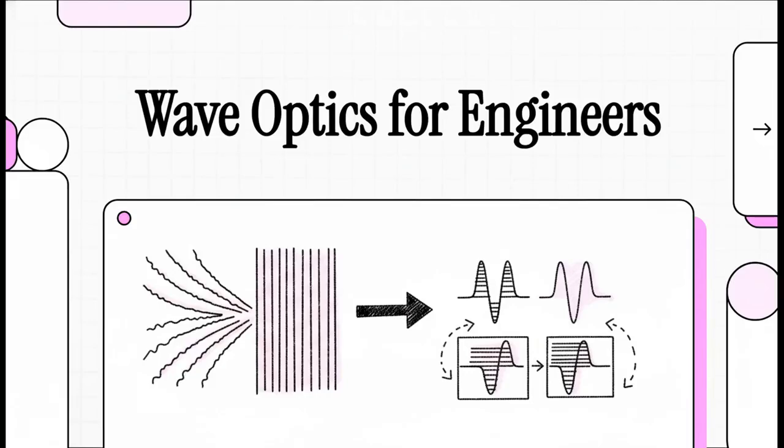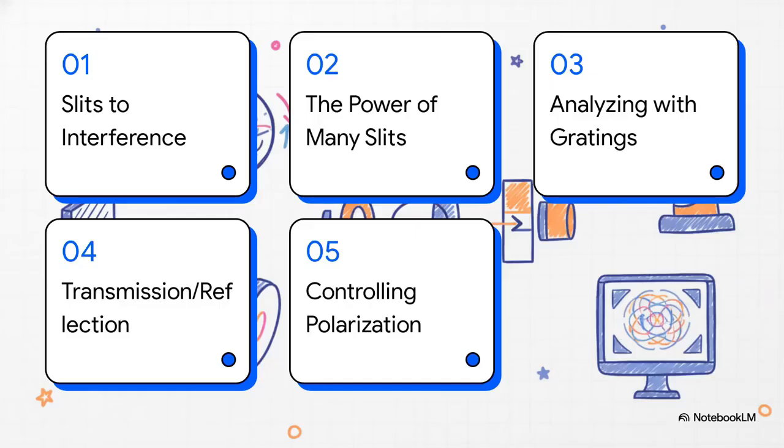All right, if you're an engineer, you know that being able to precisely control light is basically a superpower. I mean, whether you're designing sensors, fiber optics, or the next generation of displays, you have to master how light works as a wave. So in this explainer, we're going to break down the physics you absolutely need to know about gratings and polarization to really get the job done. Okay, let's just dive right in.